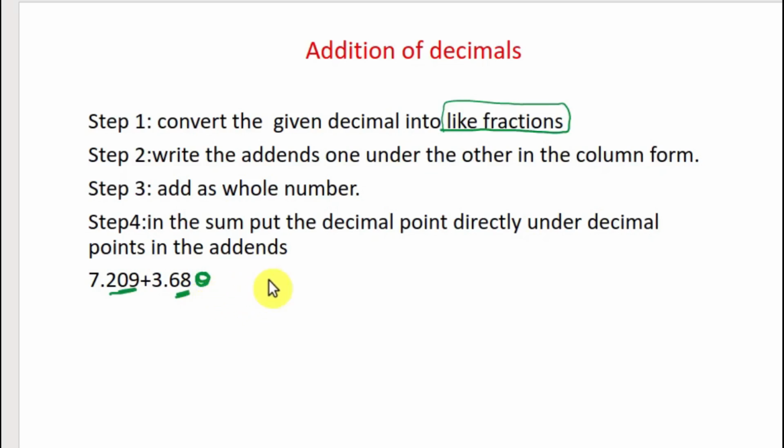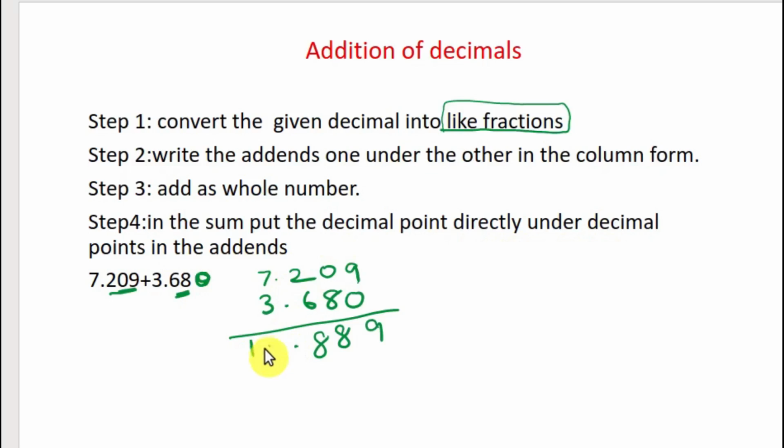Okay, next. Write the addends one under the other in column form. These are two addends. I am writing 1.209, 3.680, one under the other in column form. Add as whole numbers. Ordinary addition 9, 8, 8. In the sum, put the decimal point directly under the decimal point in the addends. So I'm adding here. 7 and 3 are 10.